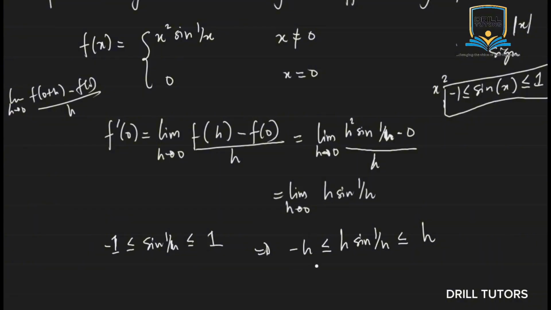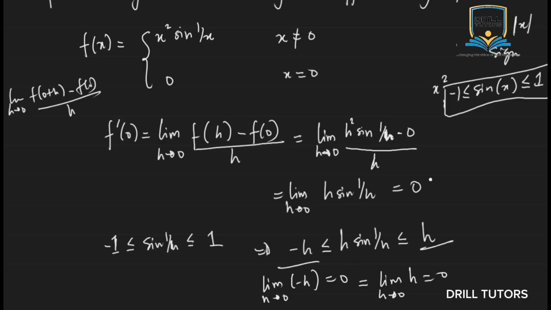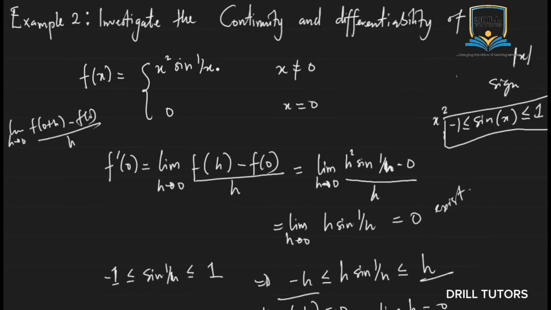Now, if you evaluate the limit of both ends as h tends to 0, the limit of minus h is 0, which is the same thing you get if you evaluate the limit as h tends to 0 of h itself. Do you understand? They are both zeros. So that means this guy will give you 0. So it means that the derivative is 0. It exists, right? And because it exists, that tells us that this particular function is differentiable at x equal to 0.